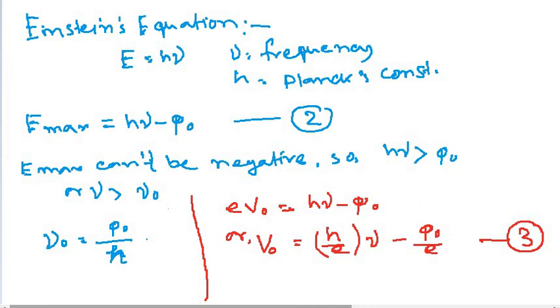And equation 2 can be written in terms of equation 3. If the maximum kinetic energy of the electron in an electric field V naught is equal to e V naught, then V naught equals h by e nu minus phi by e. This is equation 3, and this is an important result. It predicts that the V naught versus nu curve is a straight line with slope h by e, independent of the nature of the material.